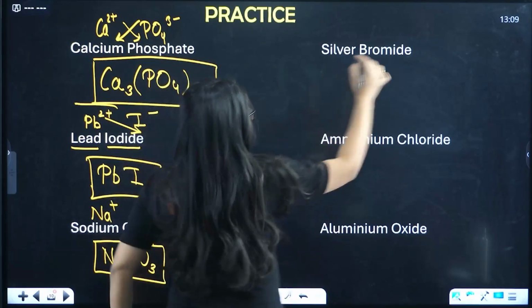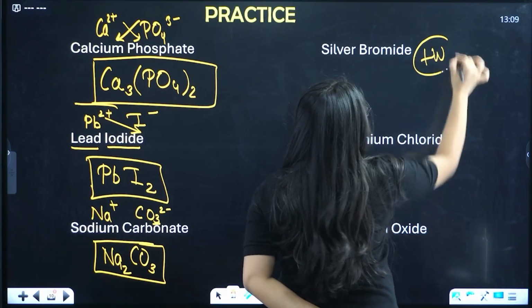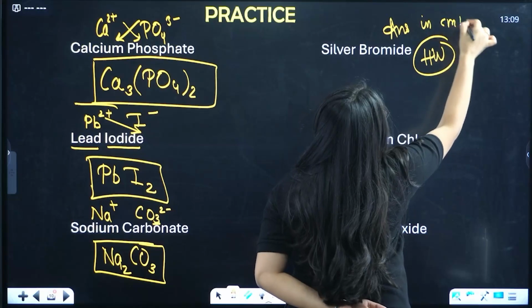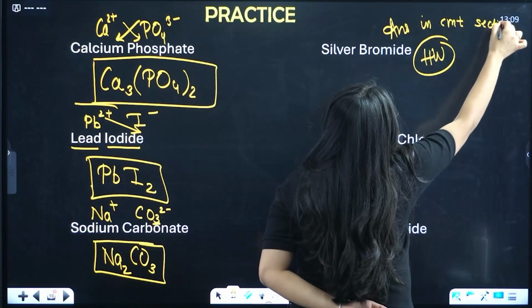Next, very important, silver bromide. This is your homework. This is very easy. Write down the answers in the comment section.